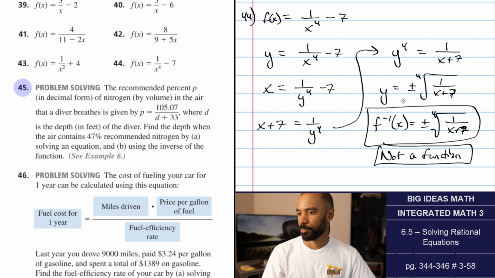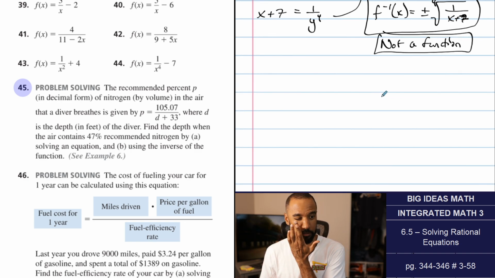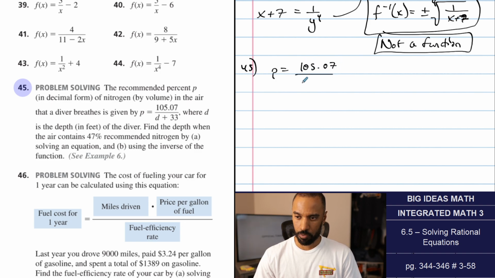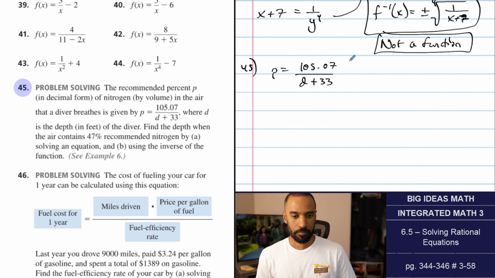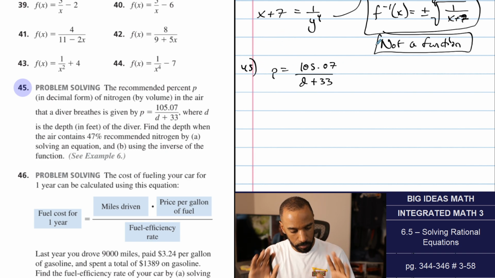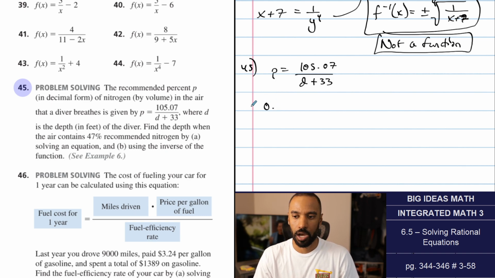Number 45. The recommended percent P in decimal form of nitrogen by volume in the air that a diver breathes is given by P equals 105.07 over D plus 33, where D is the depth in feet of the diver. Find the depth when the air contains 47% recommended nitrogen by solving an equation and using the inverse of the function.